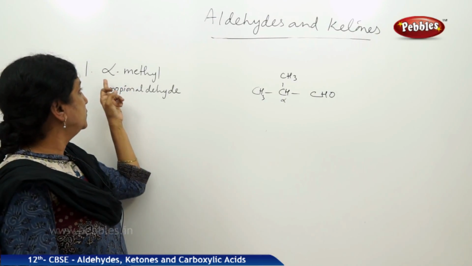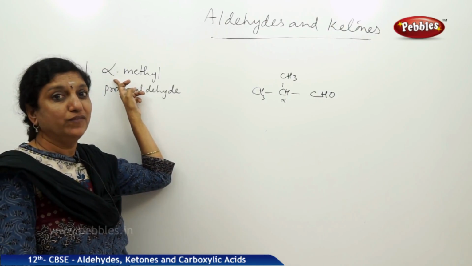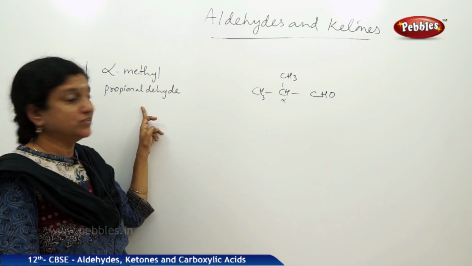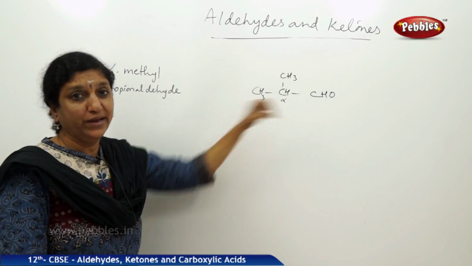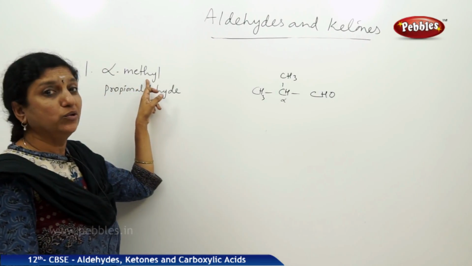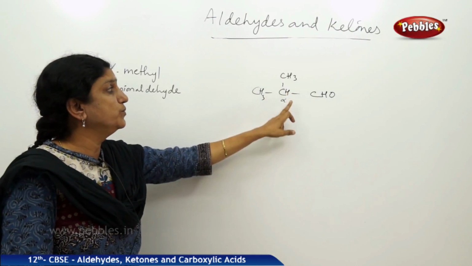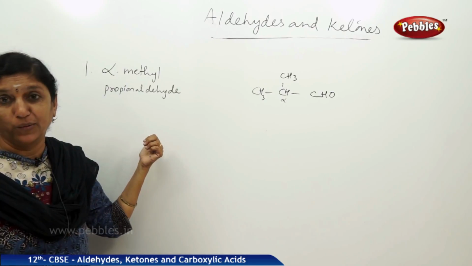So as I told you, alpha indicates that it is the common name or the trivial name of this aldehyde. Prop indicates it has 3 carbons in its structure. So you have written a 3 carbon aldehyde in a straight chain, and the methyl group is present at the alpha position, so it must be present here. So this must be the structure of the given compound.